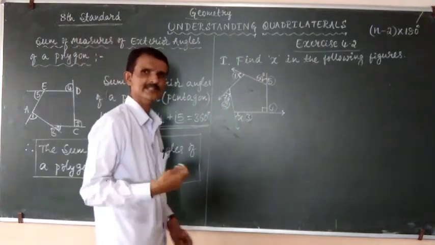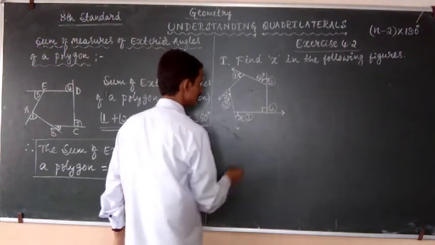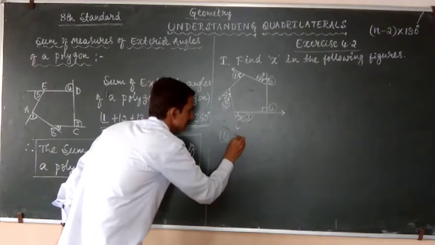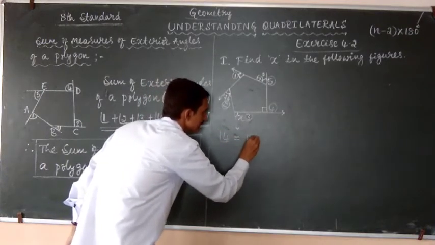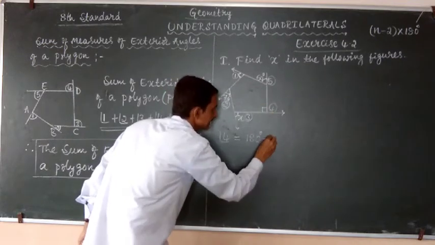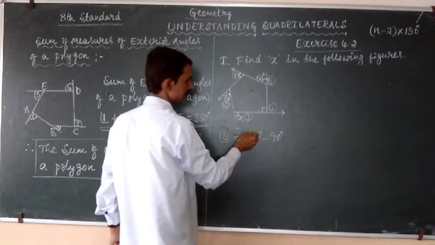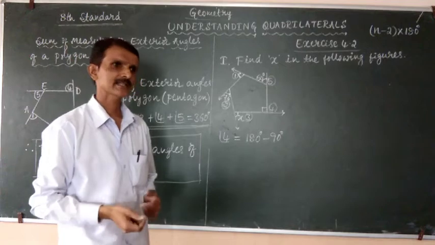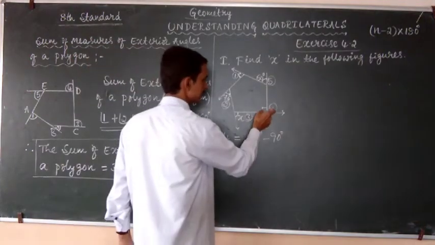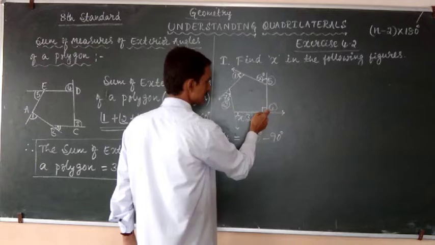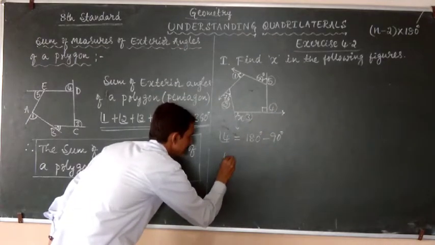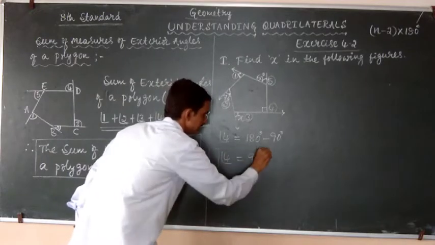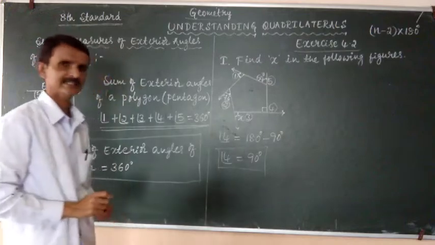So by using the linear pair, first we shall find angle 4. Angle 4 equals 180 minus 90, because these two are a linear pair. The angle sum of a linear pair is equal to 180 degrees. Therefore 180 minus this 90 degrees, we get angle 4 equals 90 degrees. So the exterior angle is 90 degrees.